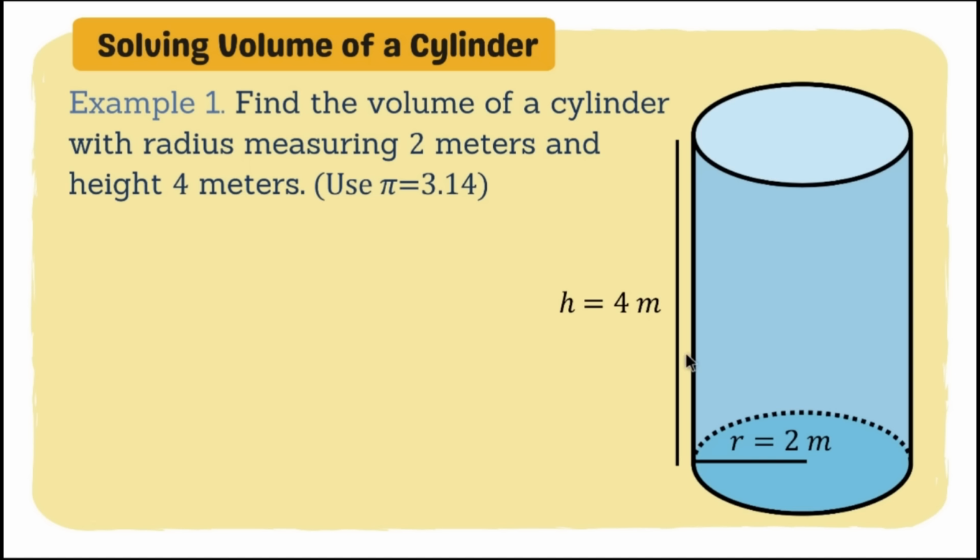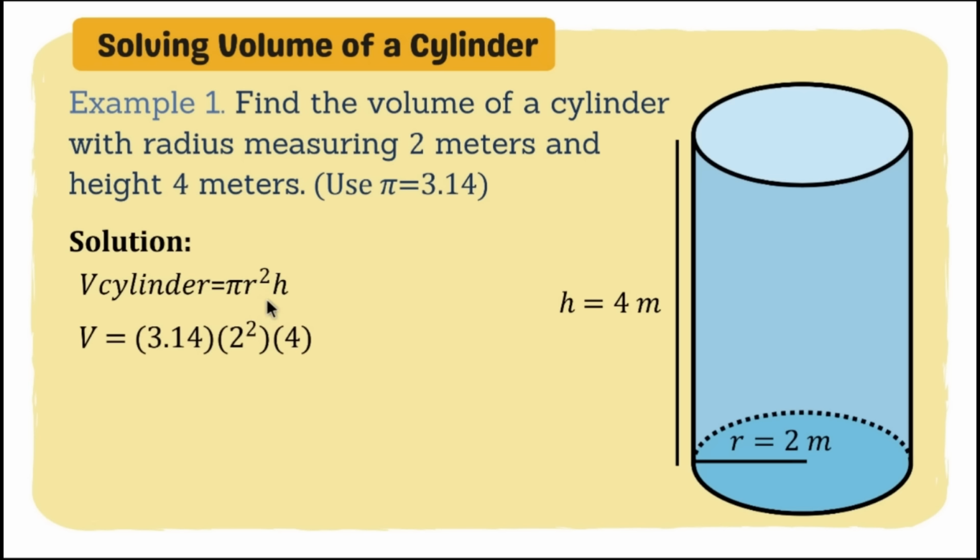Okay, so in our figure, we have here height is equal to 4 meters and ang ating radius ay 2 meters. Now, using the formula, let us now solve. Our formula is equal to pi r squared times height. Okay? Ano po ang given natin dito sa problem? Do we have the measurement of the radius? Okay, yes, it is 2 meters. Do we have the measurement of the height? Yes, it's 4 meters.